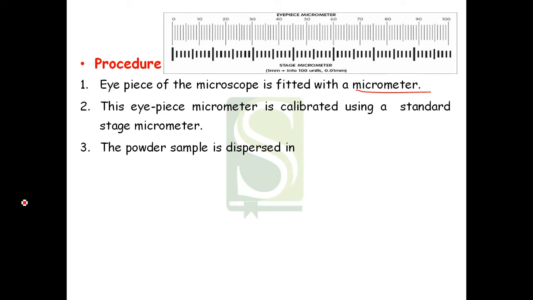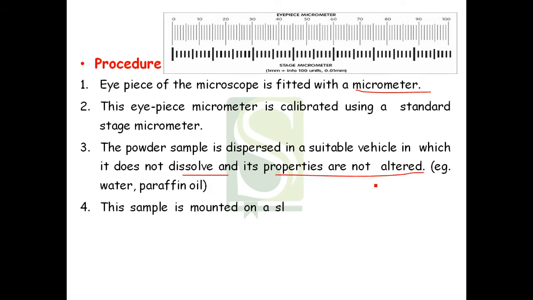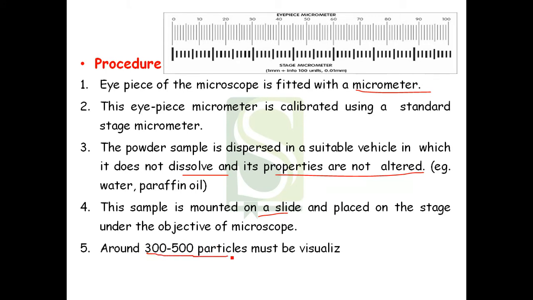Then you will replace this stage micrometer with a glass slide on which you have put your powder or the suspension. The powder sample is dispersed in a suitable vehicle in which it does not dissolve and its properties are not altered. You can disperse it in water or in paraffin oil. This sample is then placed on a slide and placed on the stage under the objective of the microscope. Around 300 to 500 particles must be visualized and their diameters measured.